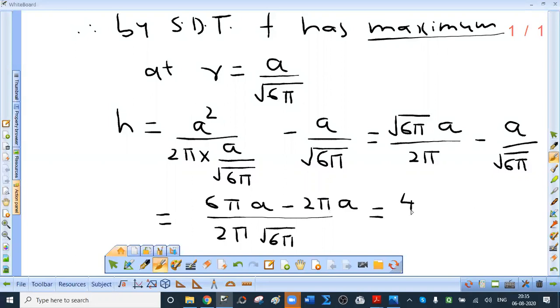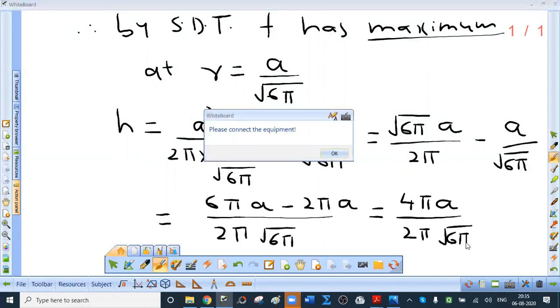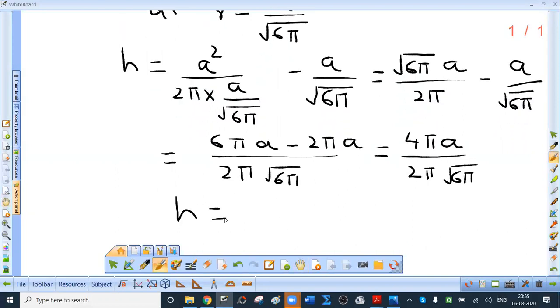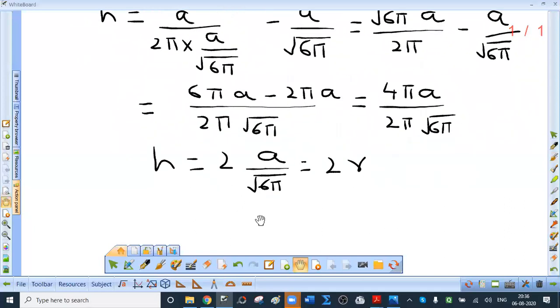So what remains? 4 pi a upon 2 pi root of 6 pi. So the next step, h is now, 2 gets cancelled, 2 pi also gets cancelled, a upon root 6 pi, but this is nothing but r, a upon root of 6 pi. So we have proved that h equal to 2r. That's it. Now after this you have to write in words.